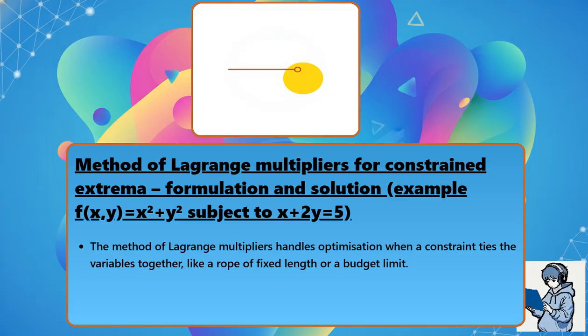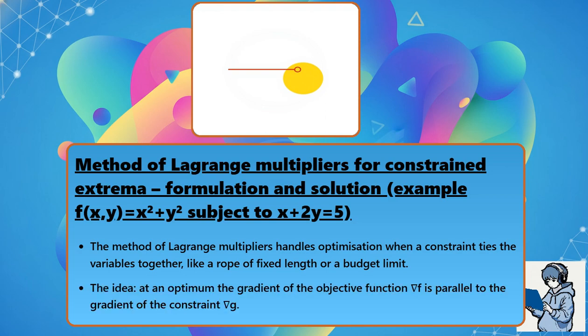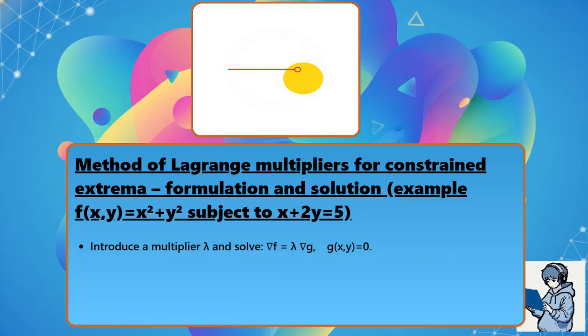The method of Lagrange multipliers handles optimization when a constraint ties the variables together, like a rope of fixed length or a budget limit. The idea: at an optimum, the gradient of the objective function, nabla f, is parallel to the gradient of the constraint, nabla g. Introduce a multiplier lambda and solve. Nabla f equals lambda nabla g, g of x, y equals 0.